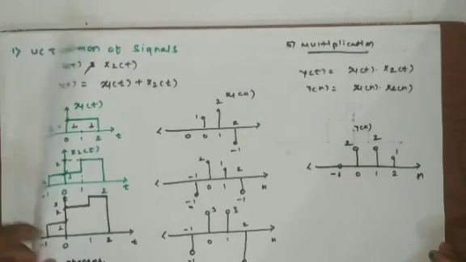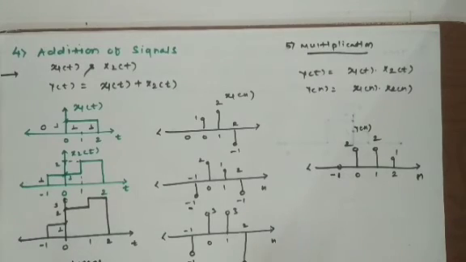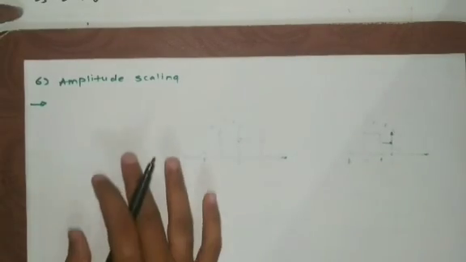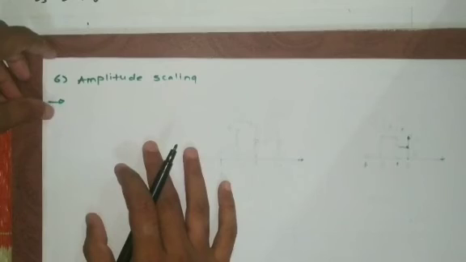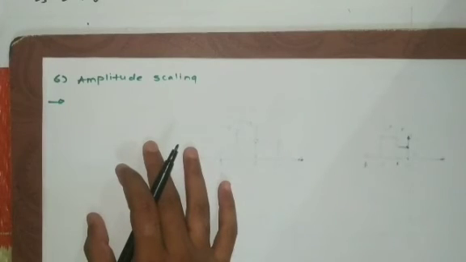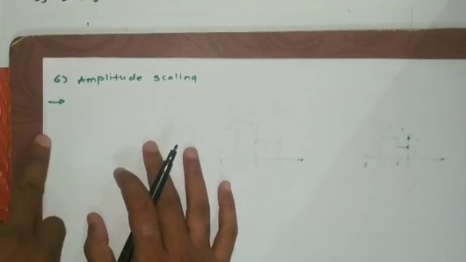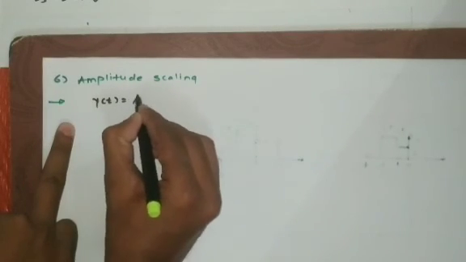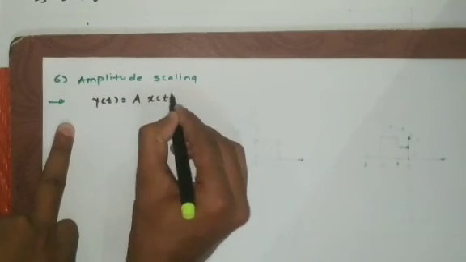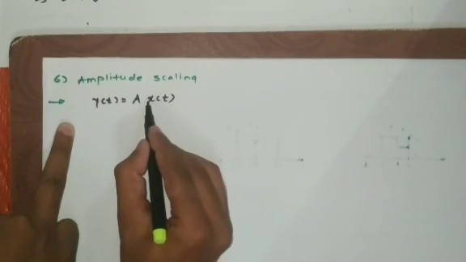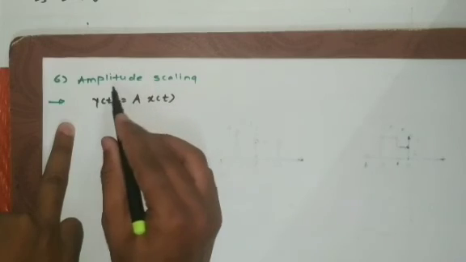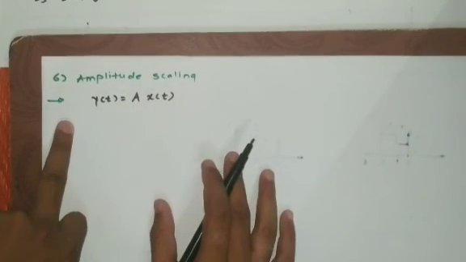Now once the multiplication is over, we'll move on to the next and the last property, that is called as amplitude scaling property. Now the statement is simple. Amplitude scaling of a signal can be accomplished by multiplying every signal with a factor a. That means if we have an input signal x of t, if it is multiplied with a, that is amplitude scaling factor, this operation is known as amplitude scaling operation.